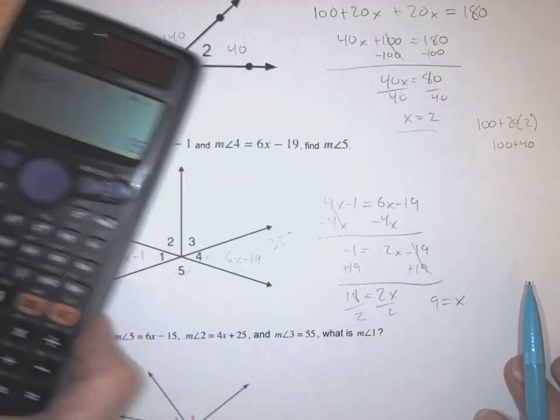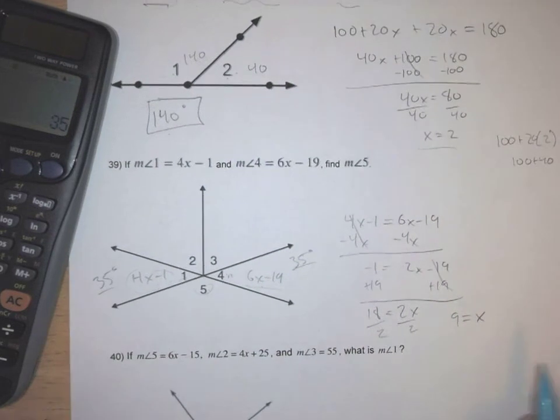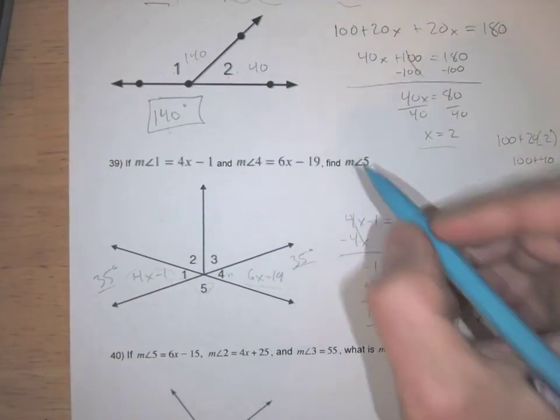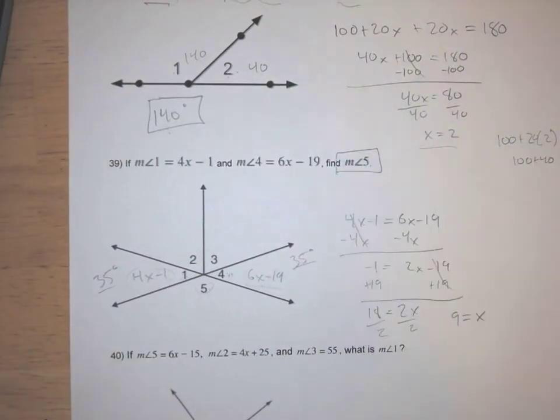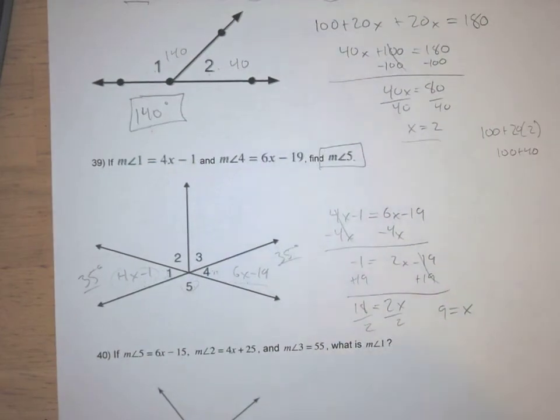Minus 19. Okay, so either way, we're getting 35 degrees, which is what we expect. Now we want to find the measure of angle 5. So we use what information we have, we go as far as we can go, and then we realize, okay, we're still not where we want to be.